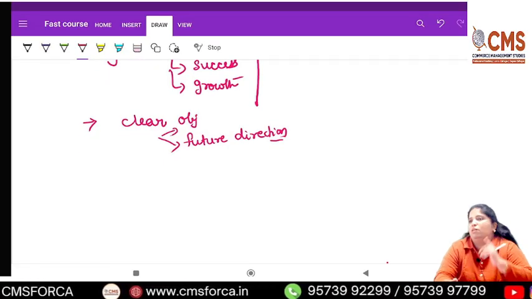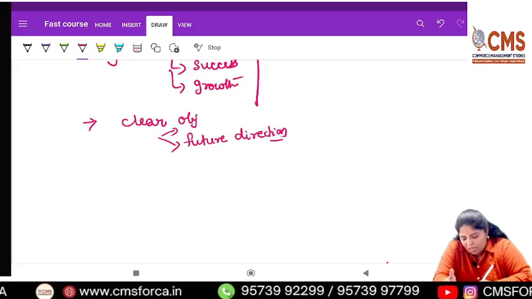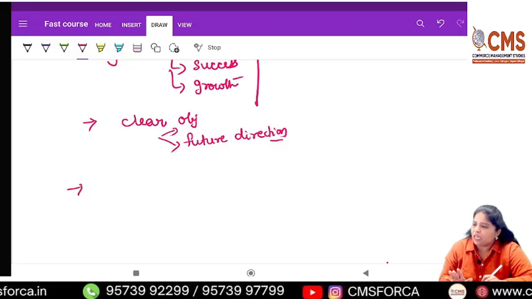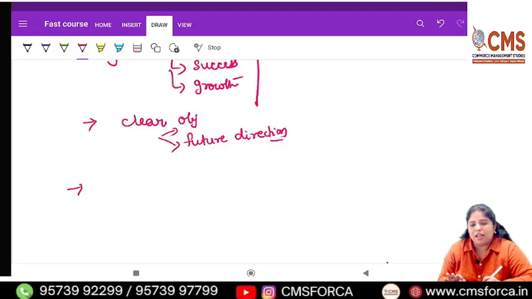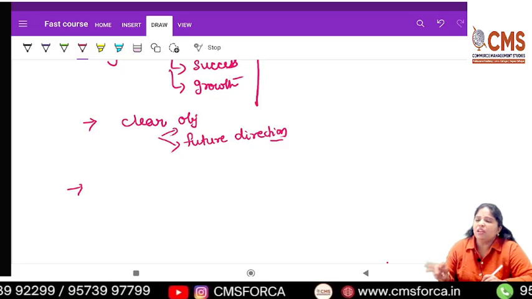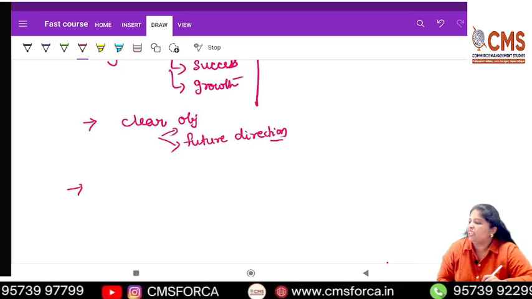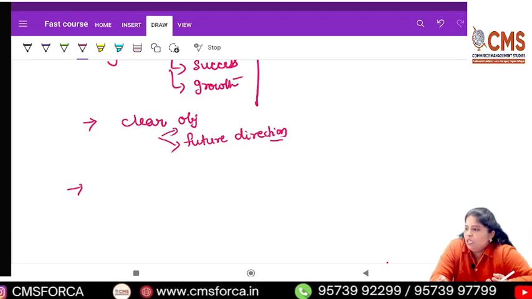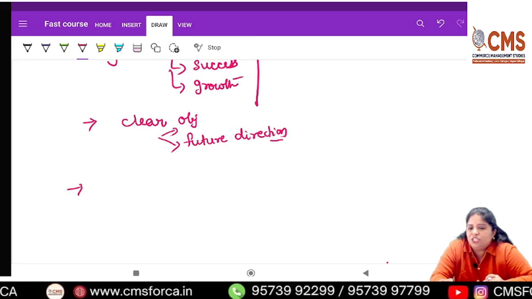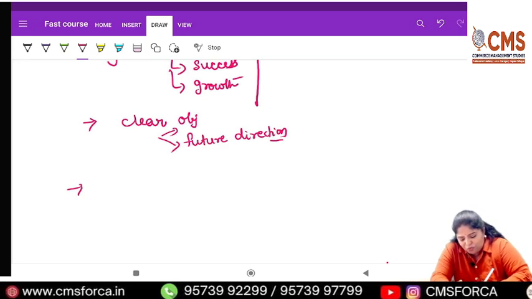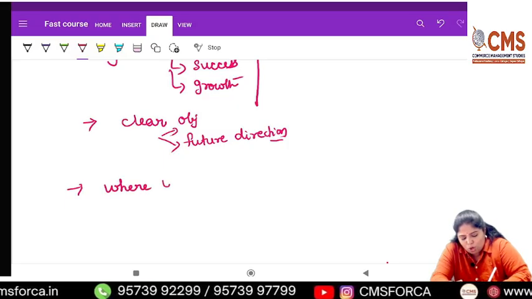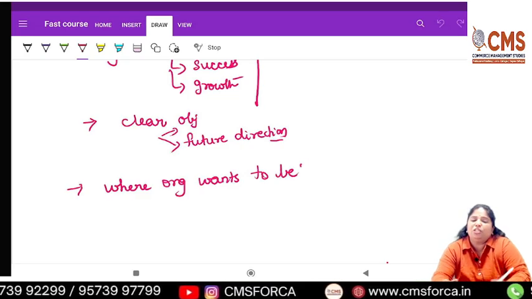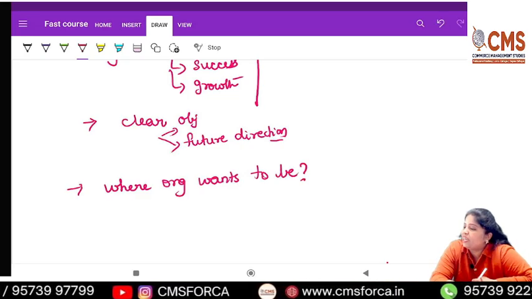And the next key point to focus on, by looking at a strategic plan, we can make out where the organization wants to be in future. Maybe in the next 3 years, in the next 5 years, what position the organization is targeting. So where the organization wants to be. This is a very key element we need to be talking about when we talk about strategic planning.